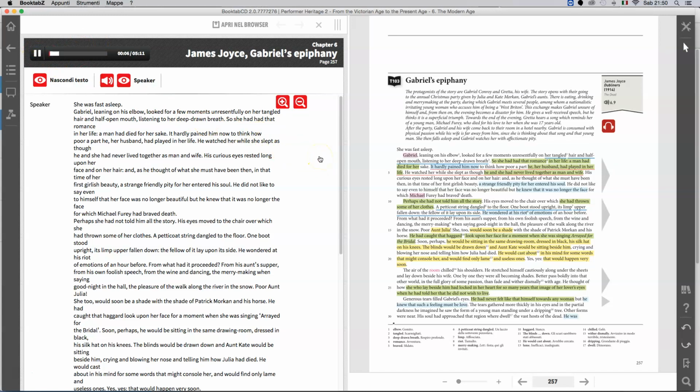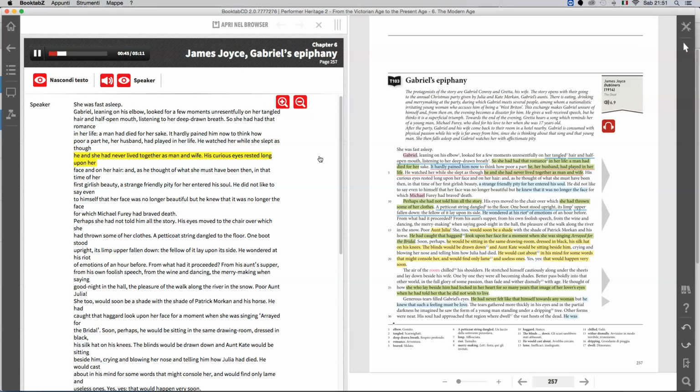James Joyce, Gabriel's Epiphany. She was fast asleep. Gabriel, leaning on his elbow, looked for a few moments unresentfully on her tangled hair and half-open mouth, listening to her deep-drawn breath. So she had had that romance in her life. A man had died for her sake. It hardly pained him now to think how poor a part he, her husband, had played in her life. He watched her while she slept as though he and she had never lived together as man and wife.